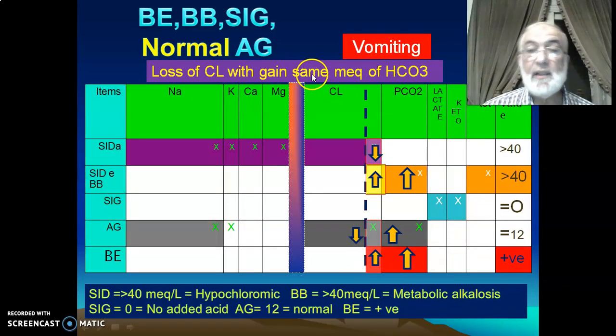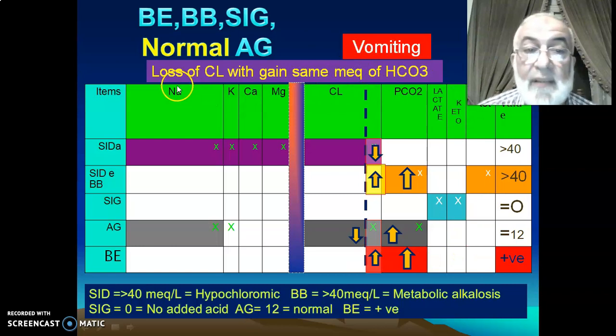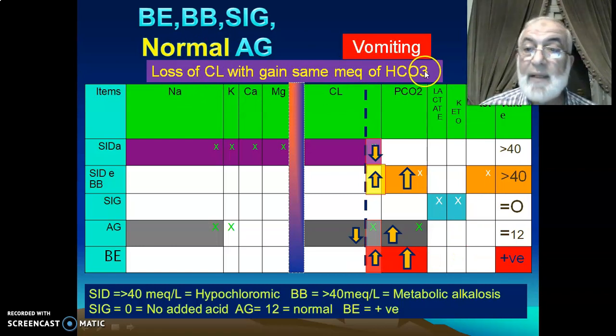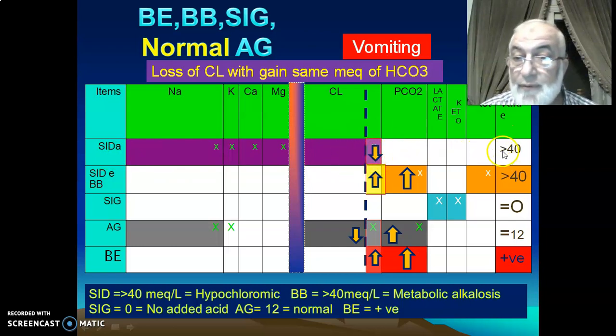Vomiting, this is on the contrary. In vomiting, there is loss of chloride with gain of bicarbonate with the same mole equivalent. When you come to the strong ion difference, there is loss of chloride. This is hypochloremic, more than 40, metabolic alkalosis. What will happen? Loss of chloride, gain of bicarbonate, increase in the bicarbonate, this increase in the buffer base. Increase in bicarbonate, increase in the buffer base, so it is more than 40, metabolic alkalosis.